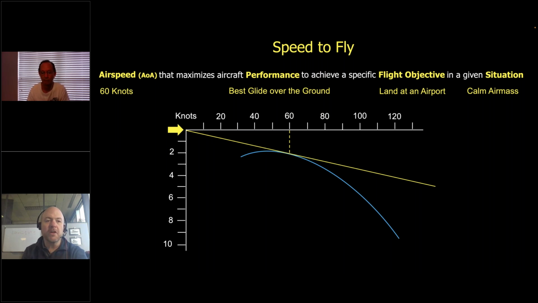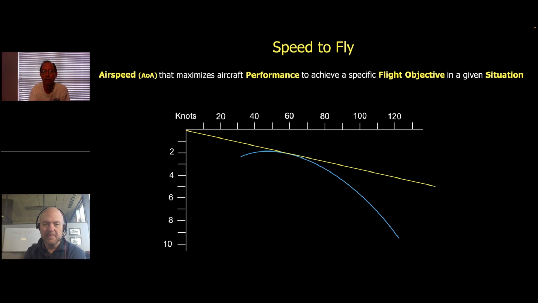And so just to confirm here, Scott, that is the same best glide we would see published in the manual? Correct. Well, yes and no, and you'll find out why no more later. So this is an example of speed to fly. Under this circumstance, based on what you're trying to do, which is land at an airport, and you want to maximize the performance that would allow that to happen, what is the speed to fly? And in this case, it is 60 knots.